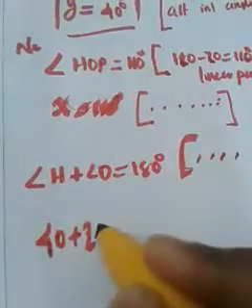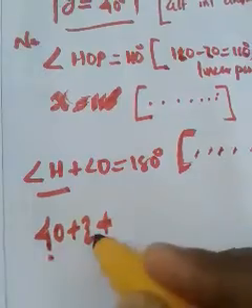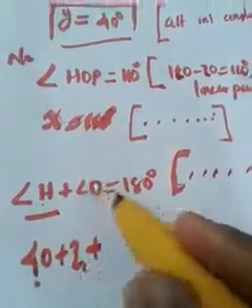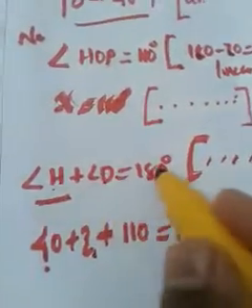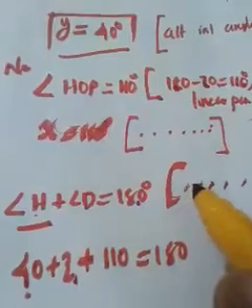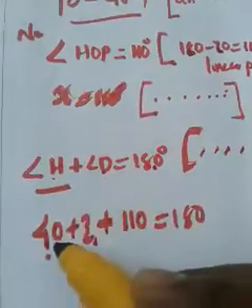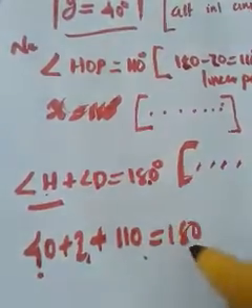So angle H is equal to 40 plus Z. Then angle O we got as what? 110 degree. So 110 degree is equal to what? 180. So angle H plus angle O is 180 degree, because of the reason that adjacent angles of a parallelogram are supplementary. Angle H replaced by 40 plus Z, angle O is 110, is equal to 180 as it is.